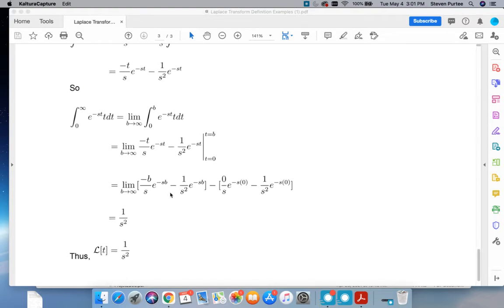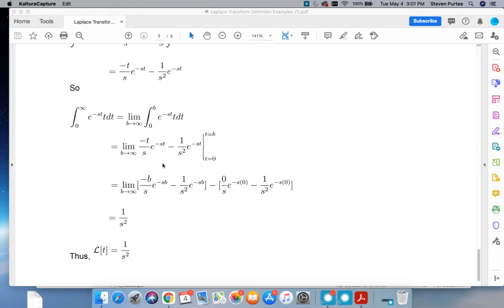And you can check all these details here yourself, and you should. But remember, I'm plugging in t equals, not s equals. By the time you're done, all your t's should disappear. When you're doing a Laplace transform, if you have any t's left over at the end, you have goofed. You're integrating out the t's. It's your variable of integration. Okay, once we get to here, we've plugged in our limits, t equals 0 and t equals b.